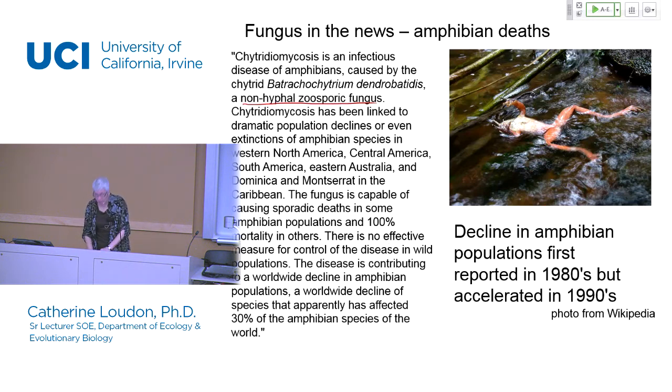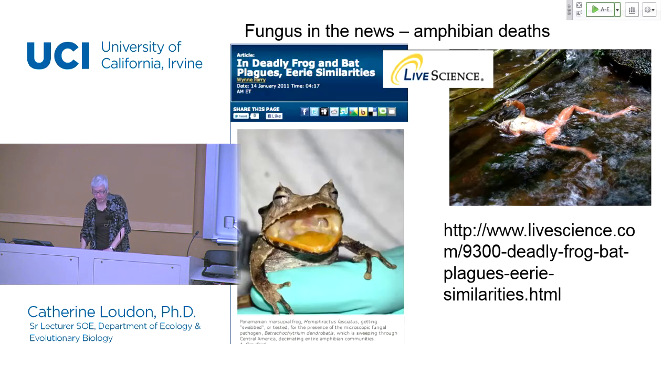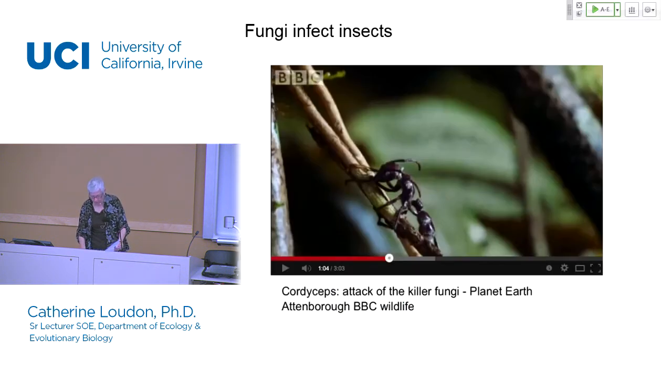So it's rather startling, and so you get news headlines like this, deadly frog bat plagues, eerie similarities. Actually, the fungus that causes white nose disease in the bats is a completely different fungal lineage than the one that is killing off the amphibians. But anyway, certainly they're in the news and they're a little worrisome. They don't all affect vertebrates.